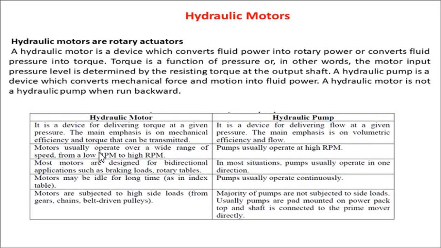Hydraulic motors usually operate over a wide range of speed, from low RPM to high RPM, whereas hydraulic pumps operate within a smaller range. Most hydraulic motors are designed for bidirectional applications such as braking and rotary tables, whereas hydraulic pumps usually operate in one direction. Motors may be idle for some time, but pumps cannot be.